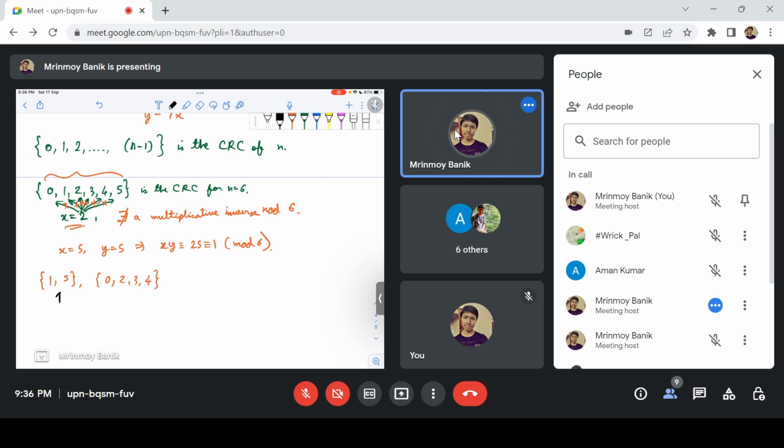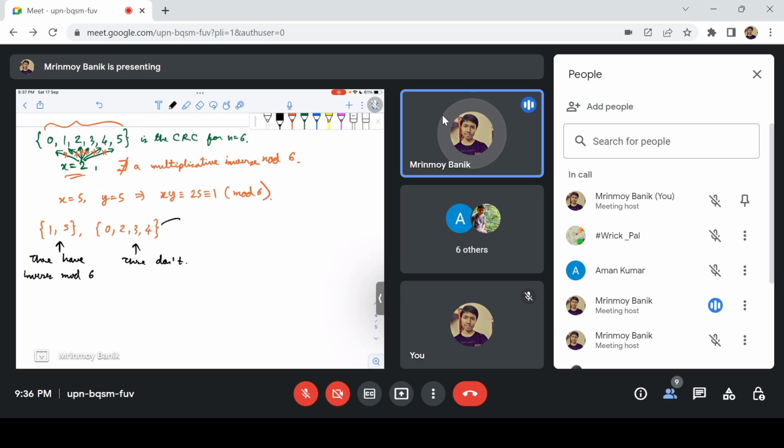So these have inverses mod 6, these don't. So observe that these are also the numbers which have a GCD more than 1. So x and 6 have GCD more than 1. But these have a GCD of exactly 1. So GCD of x and 6 here is exactly 1.